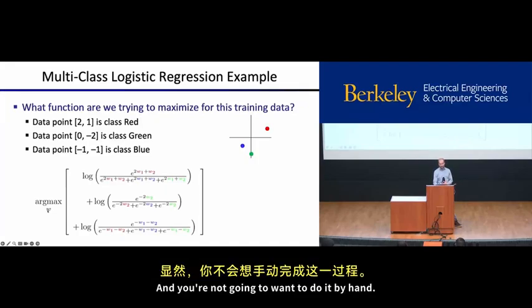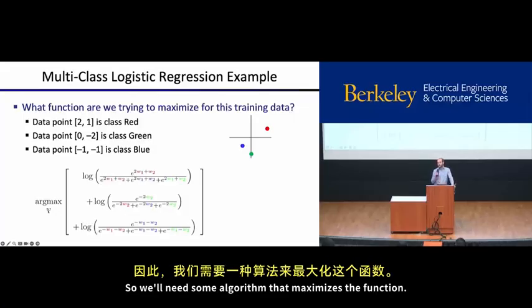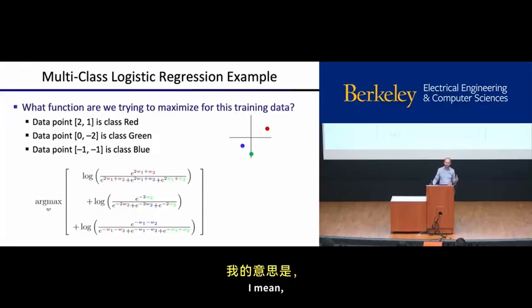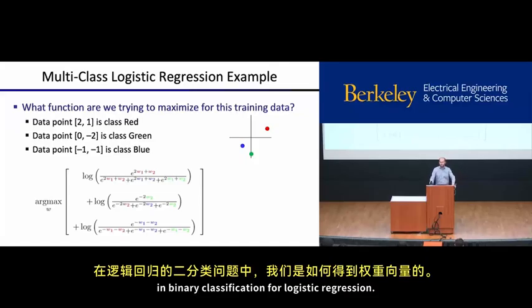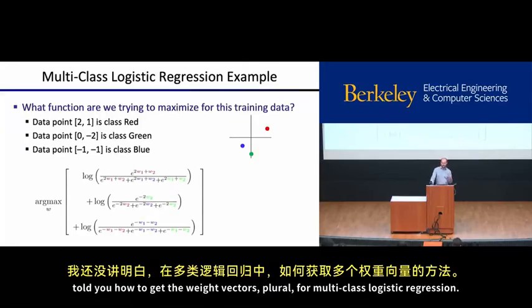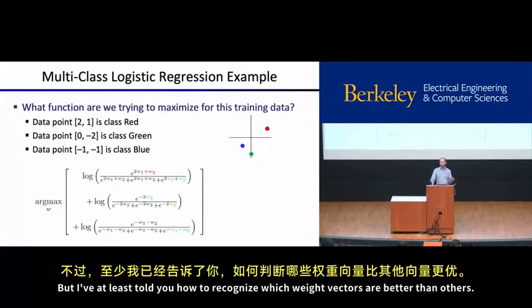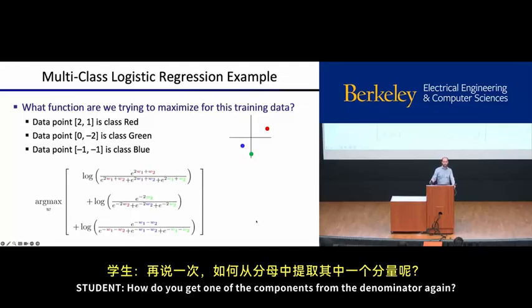And you're not going to want to do it by hand. You can't solve it analytically. So we'll need some algorithm that maximizes the function. So we're getting there. I still haven't told you how we get the weight vector in binary classification for logistic regression. I haven't told you how to get the weight vectors, plural, for multi-class logistic regression, but I've at least told you how to recognize which weight vectors are better than others. So this is the function we're trying to maximize, and then we'll get to programs that can help us maximize those functions.